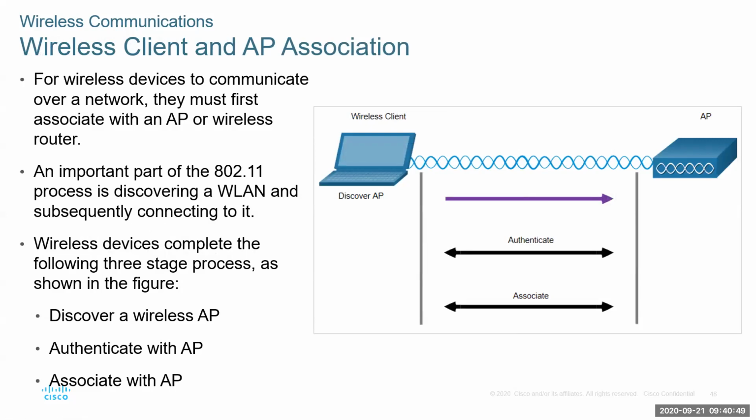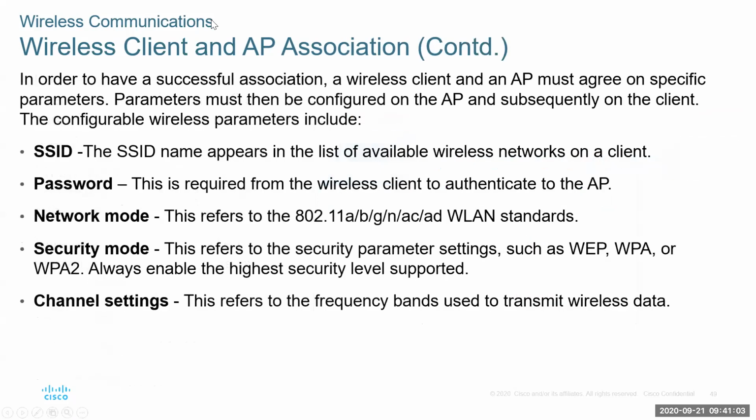So as you can see here, you have a wireless client that's going to do a discovery to find out which access points are out there. It will then authenticate with that access point and then associate itself with that access point. In order to do that successful association, a wireless client and AP must agree on a specific set of parameters, and those parameters must be configured on the access point and subsequently on the client as well.